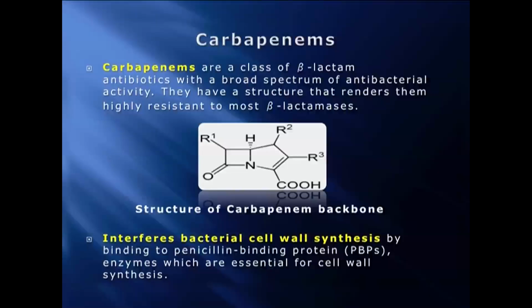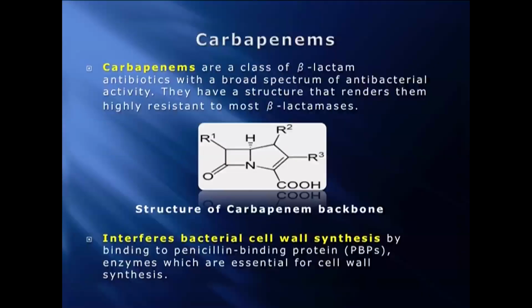The carbapenems are the last group which belongs to the beta-lactam family of antibiotics. In the case of carbapenem, we see that they have a broad spectrum of antimicrobial activity and a structure that renders them highly resistant to beta-lactamase. Now, beta-lactamase is an enzyme produced by the microorganism in order to overcome the effect of the beta-lactam antibiotic. So now we have a generation of antibiotic which is carbapenem.